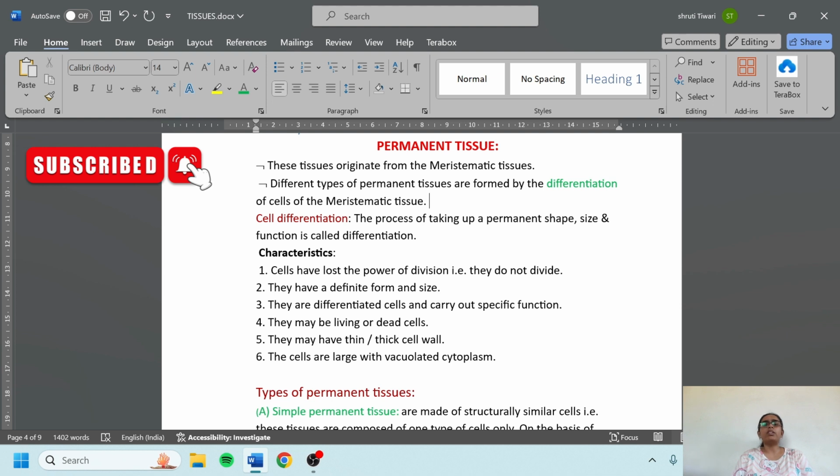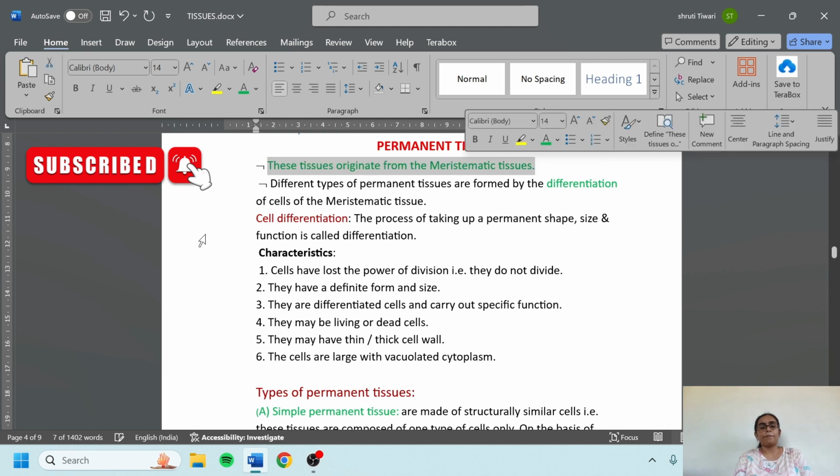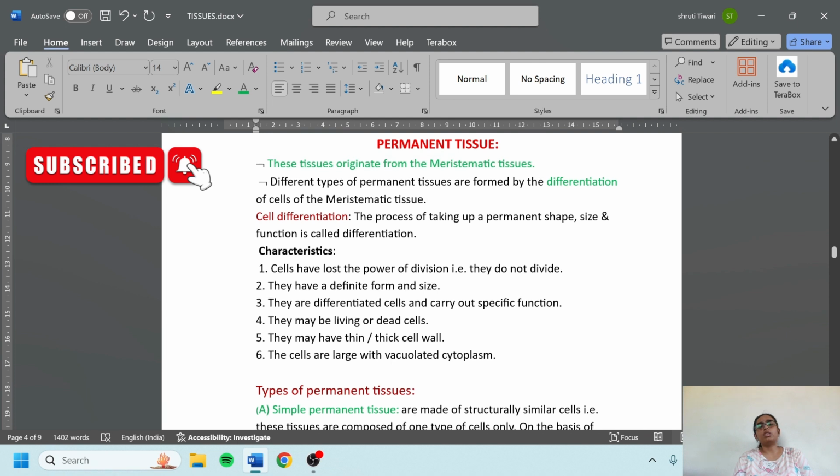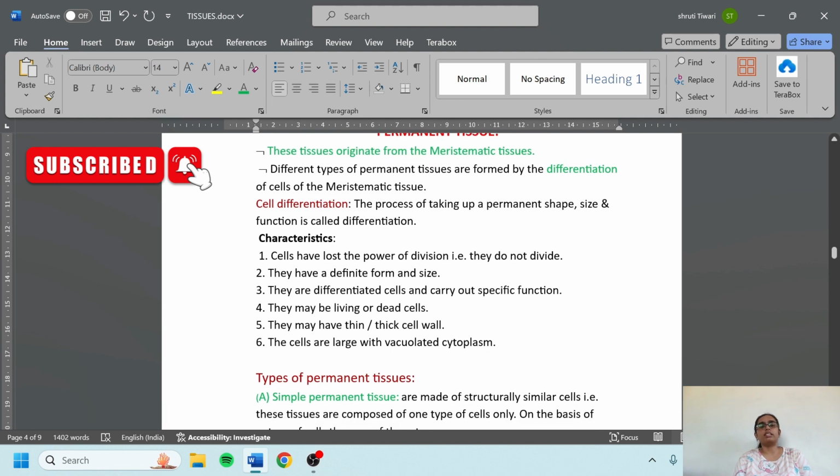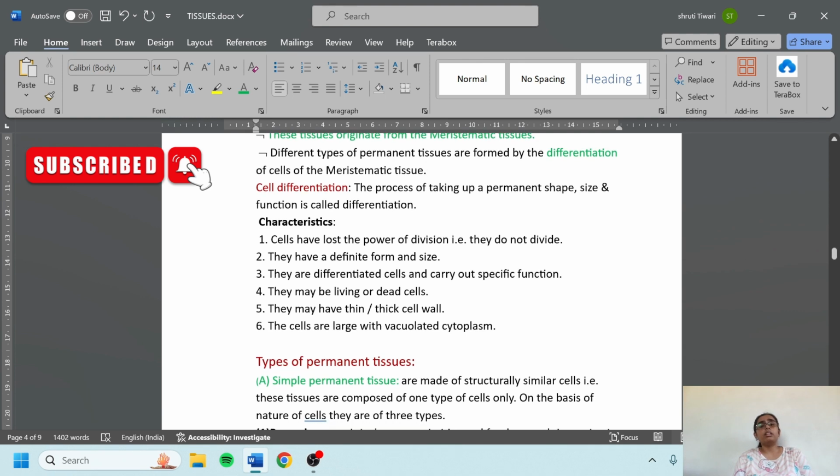Now in today's class, we will be discussing permanent tissues. Permanent tissues originate from the meristematic tissues. Different types of permanent tissues are formed by differentiation of the cells. Now, what do you mean by differentiation? Differentiation is the process of taking up a permanent shape, size, and function.